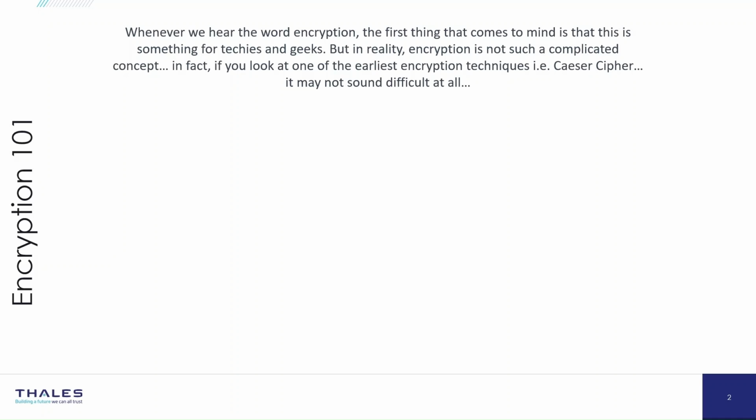But whenever we hear the term encryption, it doesn't sound easy. It sounds like a very complicated concept, and that is the idea of this video today and the following videos that will come up: to make this easy to understand and easy to implement. In fact, as a concept, encryption is not really that complicated. And I'm going to start with one of the earliest ways of encrypting data, that is Caesar cipher.